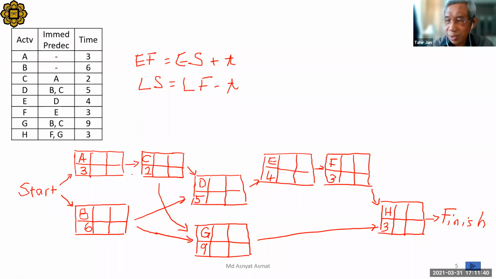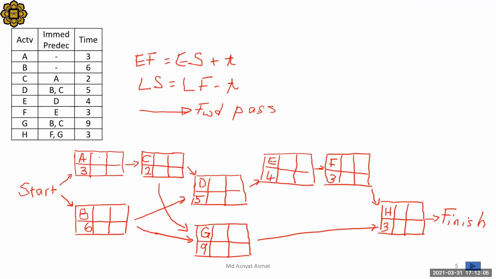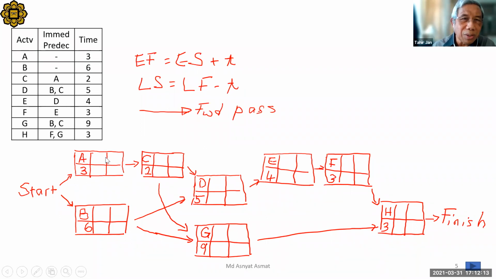Okay, let's do what we call the forward pass. You move forward. Forward pass, what do we look at? We are looking at early start, early finish. You don't try to finish filling all the 4 boxes. So just worry about the top ones, the early start, early finish.